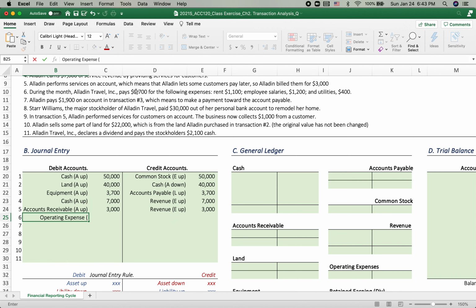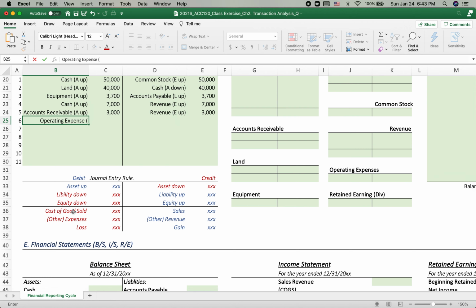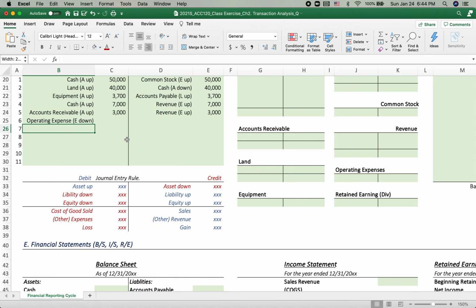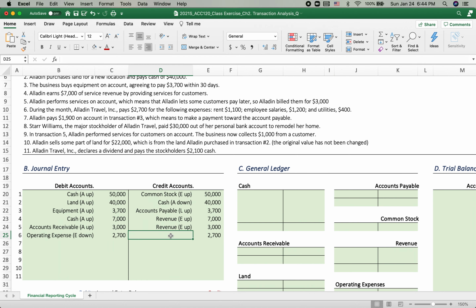Operating expenses, they pay right away, so cash out. The operating expense is an expense account that reduces net income, which belongs to the retained earnings, which belongs to equity, so equity down. So expenses on the debit side. Equity down. So we put this amount, 2,700, in total. And here, cash out. They pay cash, asset down, 2,700.